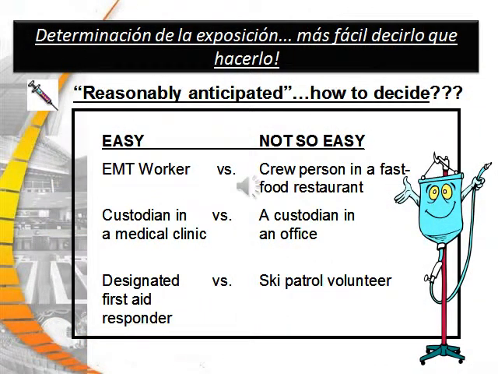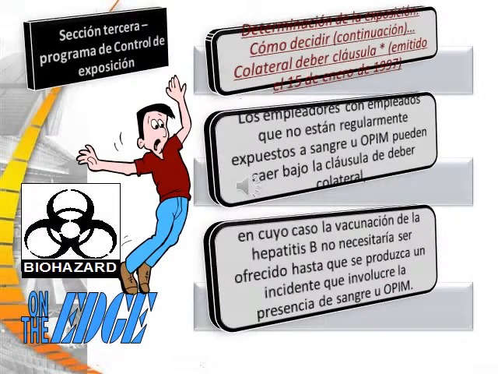Here we can see an example that exposure determination is easier said than done. On one side you see an easy one, an EMT worker. On the other side you can see a not so easy one, a crew person in a fast food restaurant. How to decide is written in the collateral duty clause.